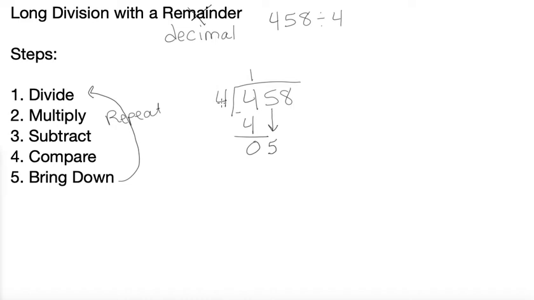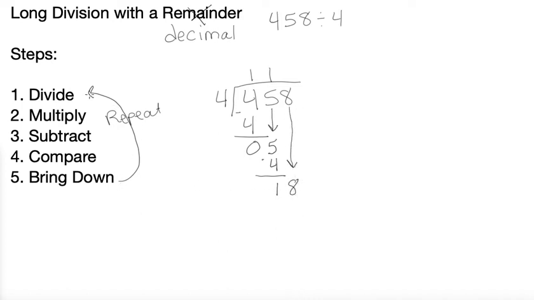So now we repeat the process. Divide. How many times does 4 go into 5? Well, it goes 1 time. Multiply. 1 times 4 equals 4. Subtract. 5 minus 4 equals 1. Compare. 1 is less than 4, so I'm doing great. Bring down. I'm going to bring down my 8.